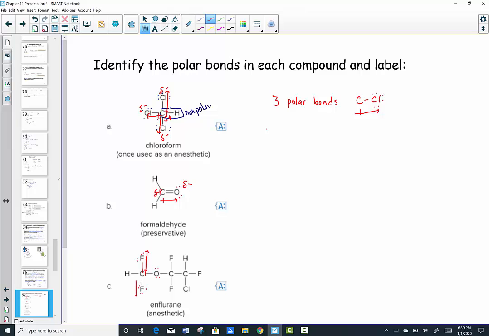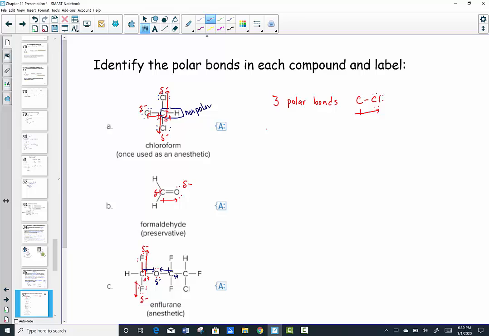So here's a second polar bond, making these very rich in electron density, and this carbon is electron deficient, so it's partially positive. Here's yet another polar bond. Let me change color. The carbon to oxygen is a polar bond, so again, making the oxygen very rich, negatively charged. This carbon would also have a pull towards the oxygen, making it partial positive.